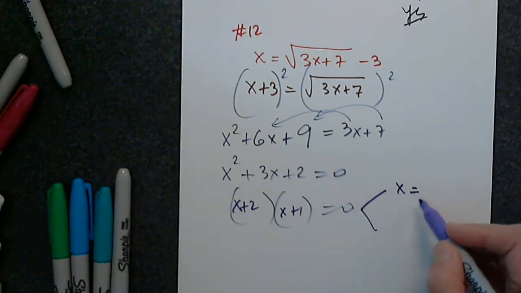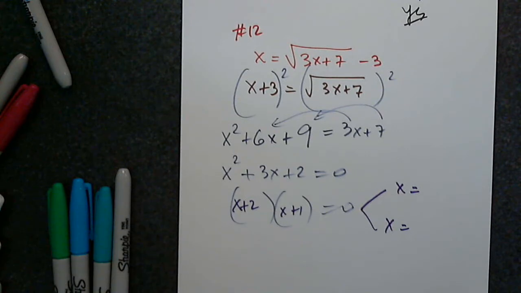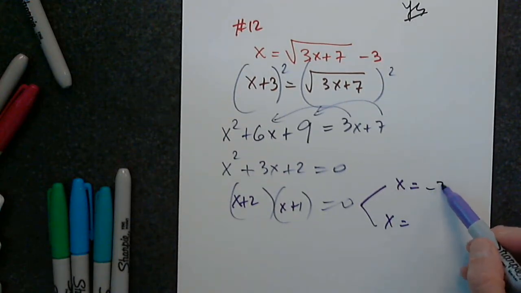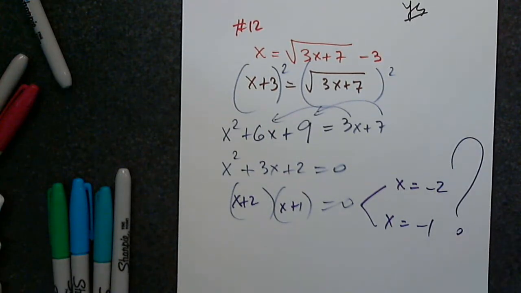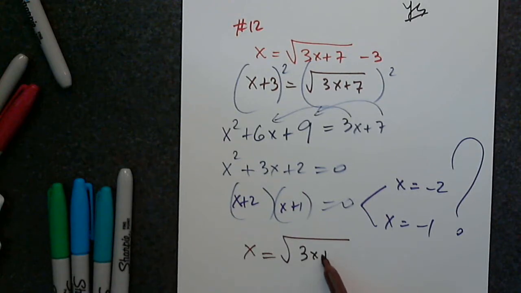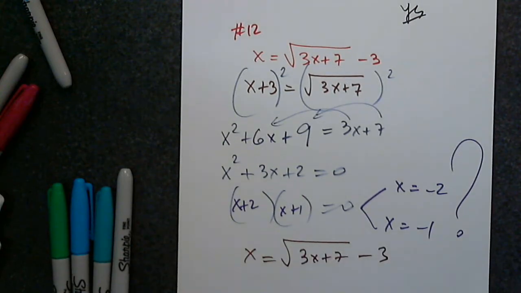So the options are... I have no idea. I square both sides. Anything can happen. Both may work. None may work. Or just one. I have no idea. I have to go back to the original problem, which is this. Not that, not this, nothing. Just this. No other step is considered the original problem.